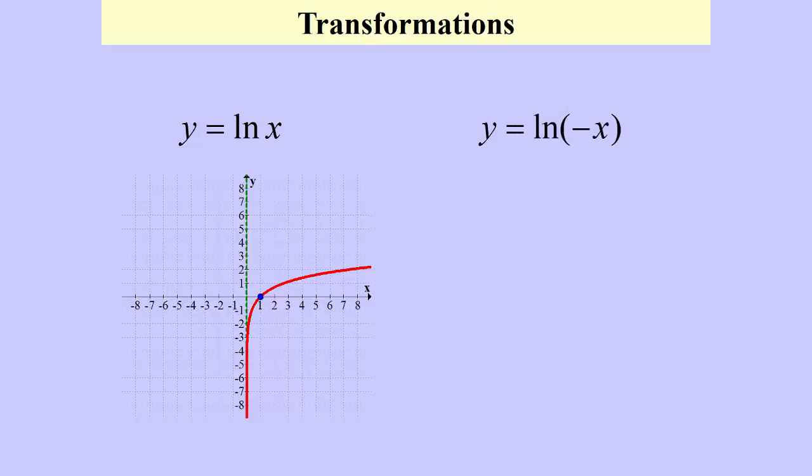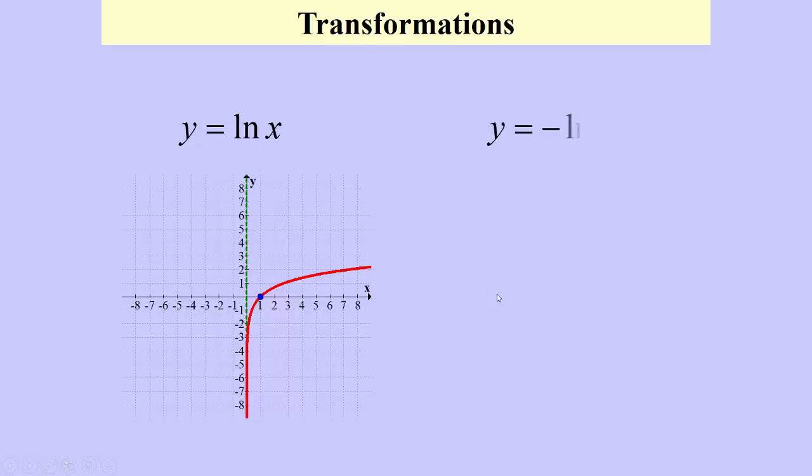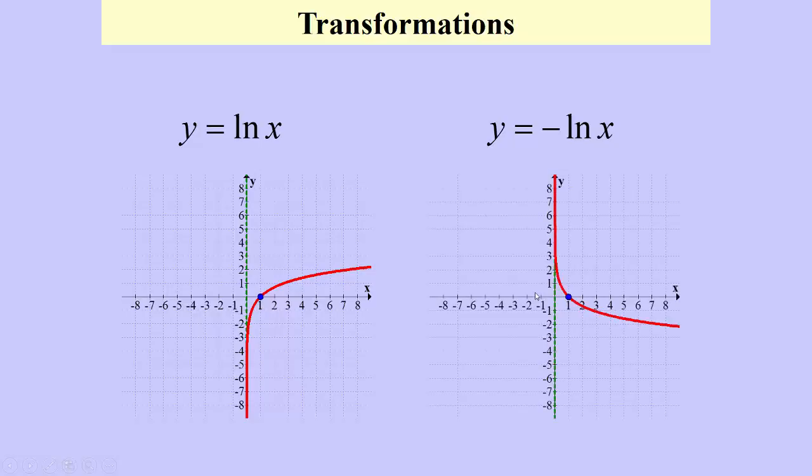Here's the graph of ln of negative x. That means take the graph of ln of x and flip it horizontally. Here's the graph of negative ln of x. The graph of ln of x flipped vertically.